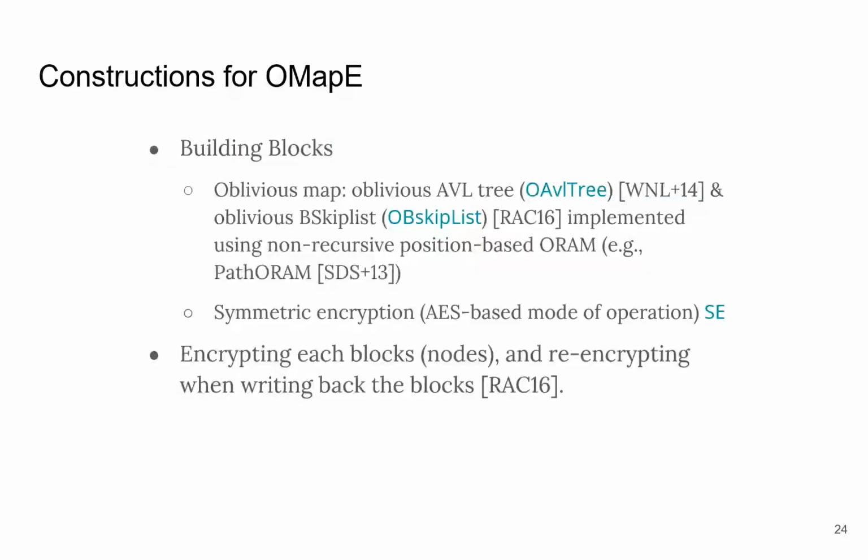We show that we can build OMAP-E using oblivious map together with an NCPA symmetric encryption scheme. There are 2 oblivious map candidates. One is oblivious AVL tree, and the other is oblivious B-skiplist. Both can be built using non-recursive position-based ORAM, encrypting each block of the underlying ORAM and re-encrypting when writing back the blocks, which will satisfy our new security definition for OMAP-E.